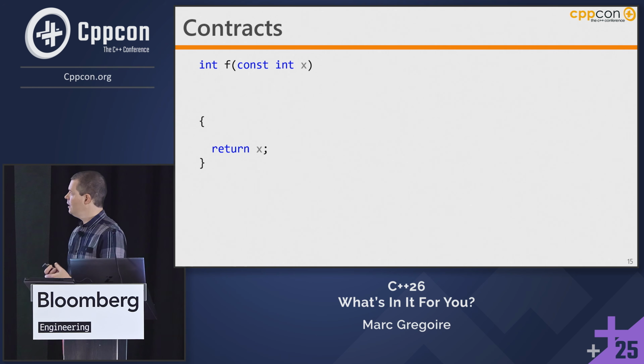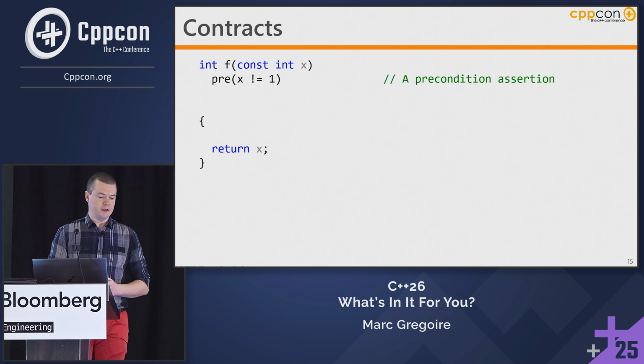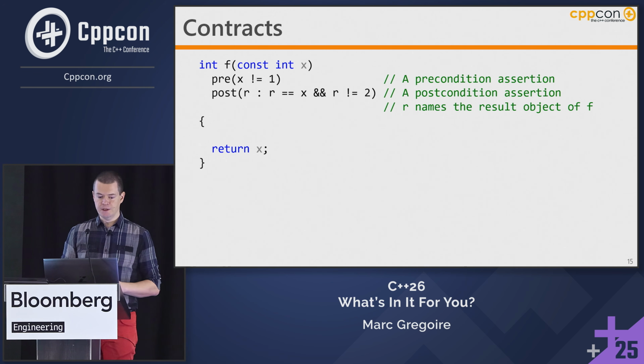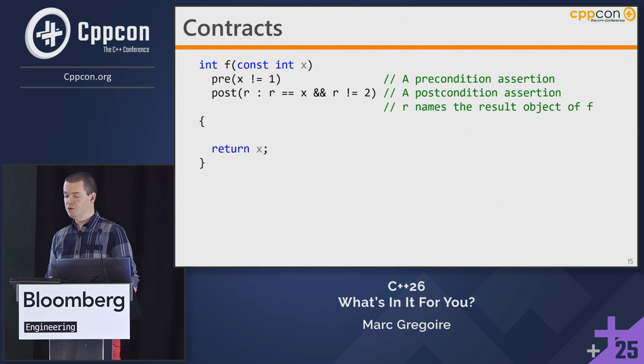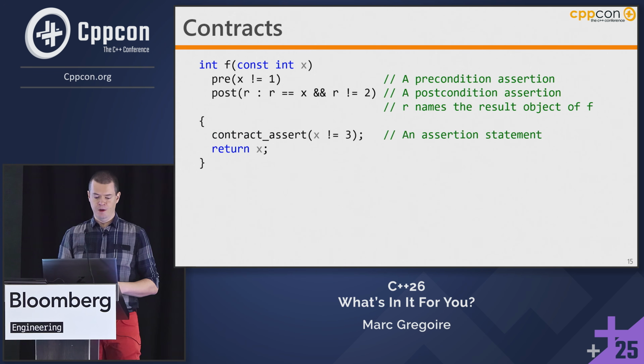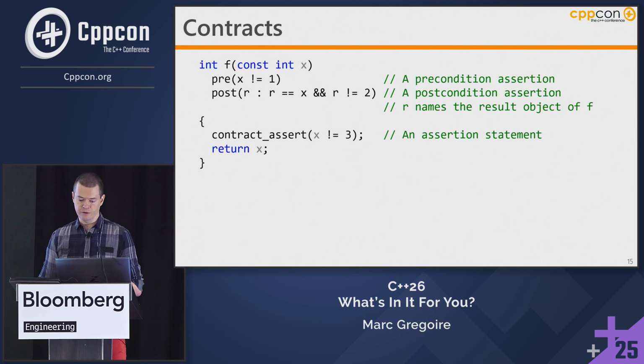So we have a function f here accepting an x parameter. The precondition is that x must be not equal to 1. The postcondition says that the return value must be equal to x, and the return value must not be 2. And in the body, we assert that x is not equal to 3. Of course, this is a rather contrived example.